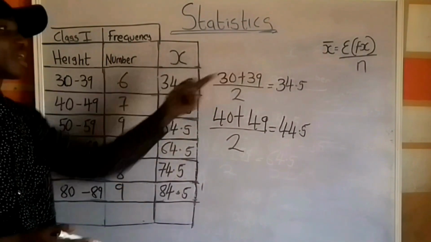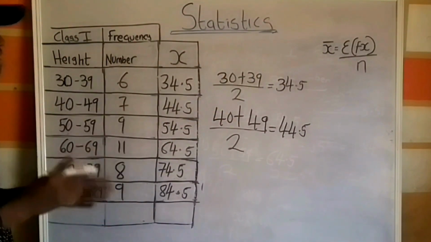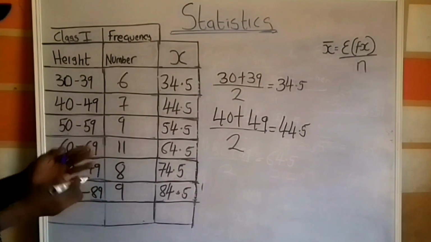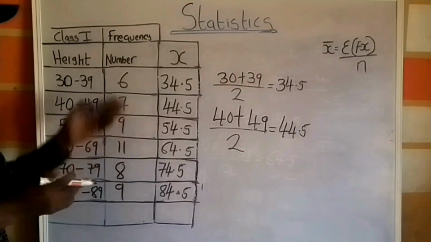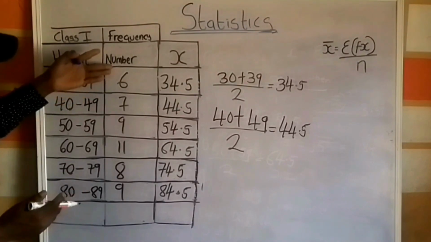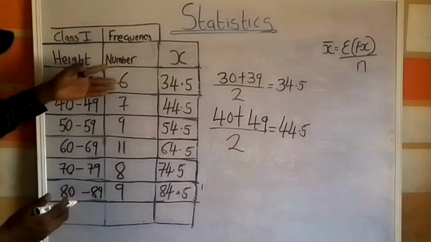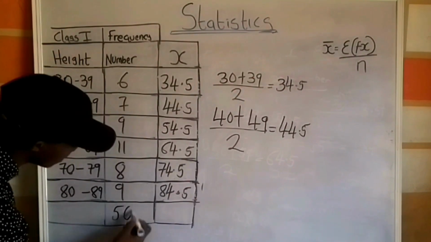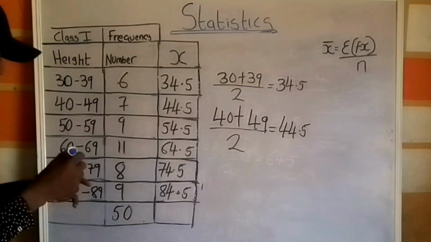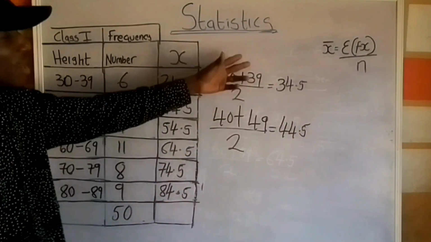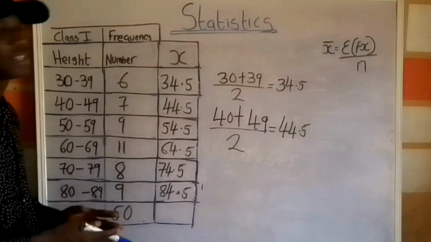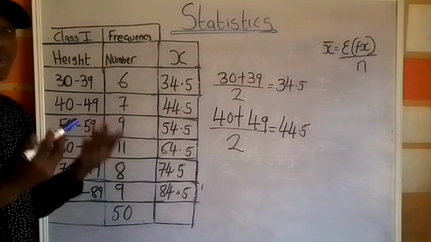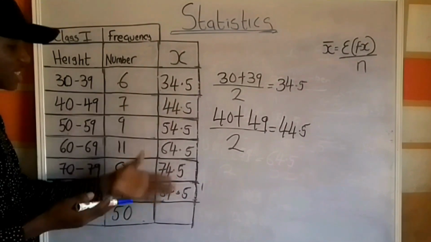From the formula, I still need the value of n. The value of n is the total numbers of the plants. And don't forget that the numbers of plants is also known as the frequency. So the total of the frequency is the summation of 6, 7, 9, 11, 8, and 9, which will give me 50. So the total numbers of plants is 50. Now, from the formula, I have gotten the frequency, I have gotten x. I still need the value of fx, which is the multiplication of the frequency and the value of x that I just got here.